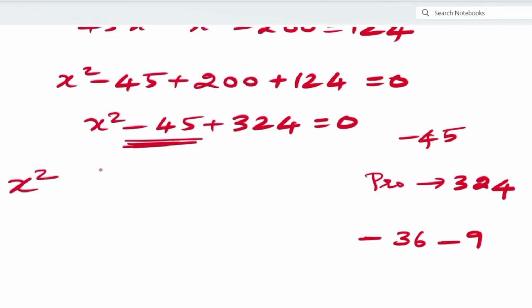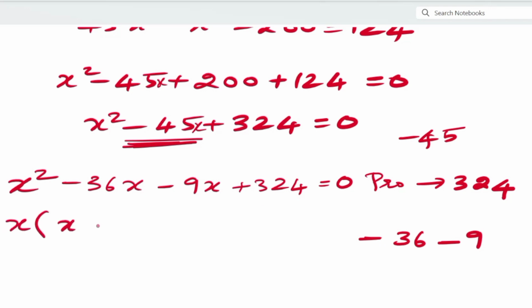So we are going to split this 45X. Minus 36X minus 9X plus 324 is equal to 0. This is what we'll get. We have just expanded this minus 45X as minus 36X and minus 9X. So from this, what is common? X is common. So X, remaining you will have X minus 36. Here I have already told in the previous sum, the term which is coming here should be written here again, X minus 36.